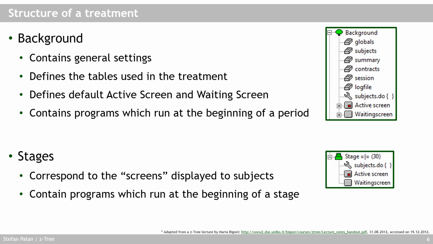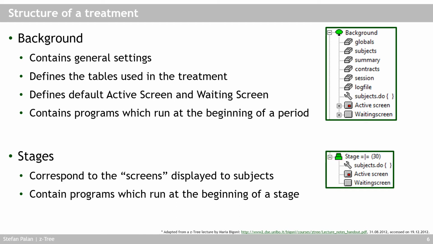Furthermore, the background contains programs that run at the beginning of a period. So SetTree goes through this step by step, looks at the definitions set in the background, creates these tables, runs these programs here. Well, this program here is singular, but there could be more than one. It runs through all of them. And then it defines the active screen and the waiting screen that are used as the default later on.